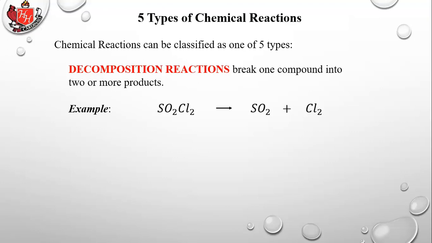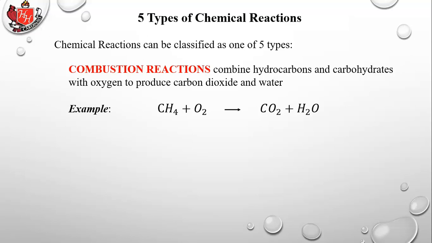Next is a decomposition reaction. So decomposition reactions break one compound into 2 or more products. So you can see that's just the opposite of a synthesis reaction. So you're taking one reactant over on the left and turning it into 2 products over on the right.